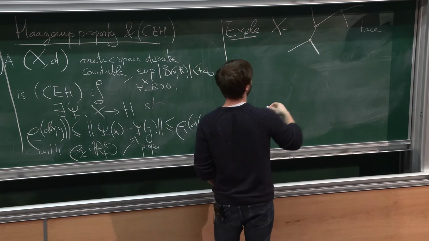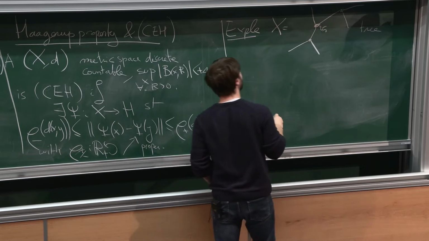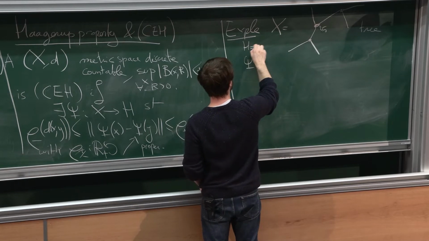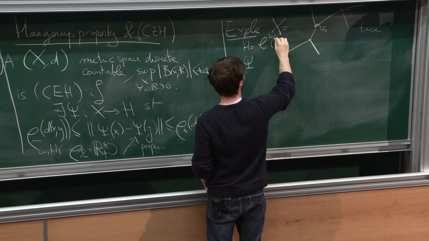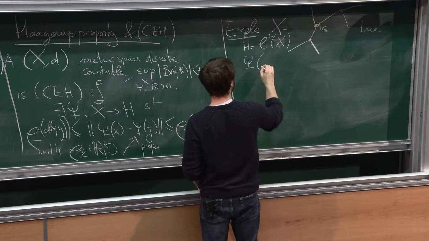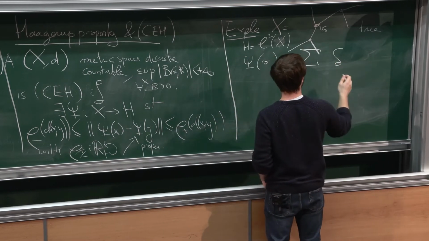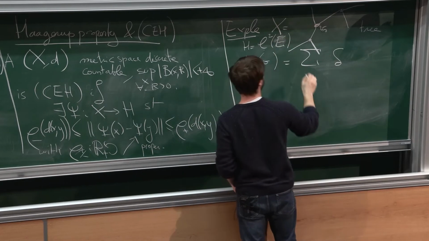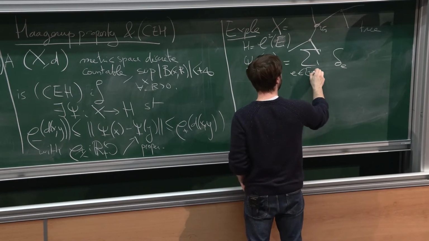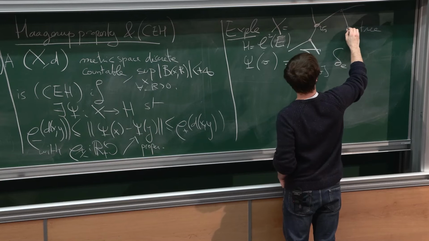And so, an exercise for the student: you just fix a vertex v naught. You look at H, which will be L2 of the edges of X. If you have a vertex v, you take the sum of the Dirac functions in L2 over the unique geodesic going from v to v0.